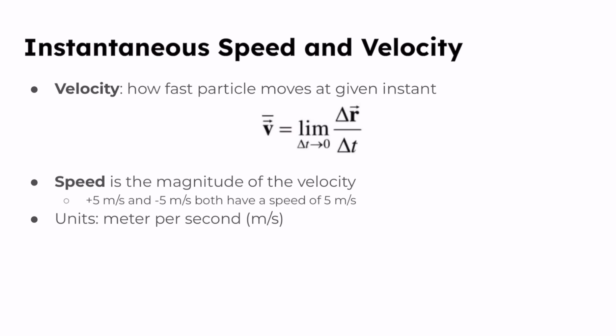Now, what is the difference between average and instantaneous velocity? Average velocity is the velocity averaged over a certain amount of time over a certain displacement.